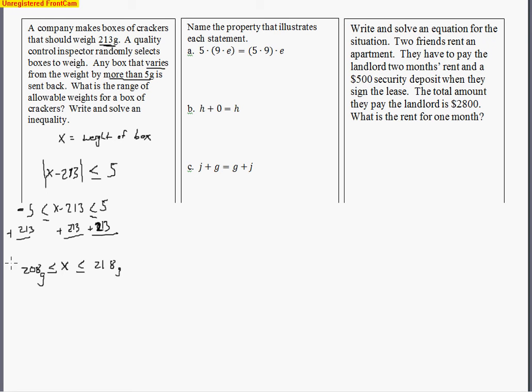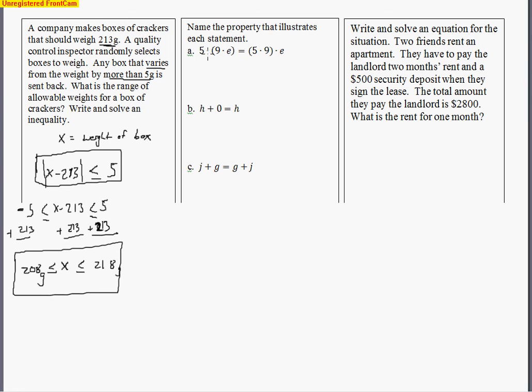So this is the range of weights that we could end up having. See, if x was 218, that's 5 grams more than the original, but not more than 5 grams more. So 5 grams is okay, but anything more than 5 grams, like 5.1, would be unacceptable. So we had to do 2 things there, write the inequality, which we have right here, and write the solution for that. On these we have to name some properties.